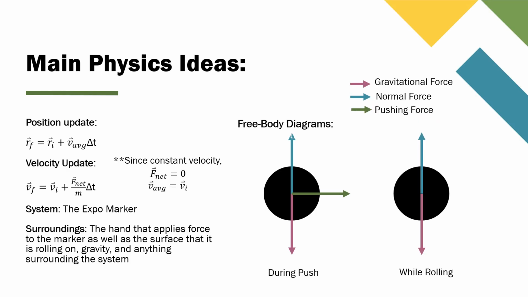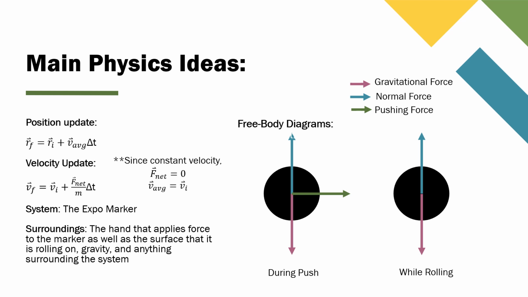The main physics ideas we were looking at were the position update formula, which is stated on the left, the velocity update formula right underneath it, and since we're using constant velocity, the net force will cancel out to 0, and the average velocity will equal the initial velocity, since in the velocity update formula, that whole component with F net over m will cancel out to 0, since the net force is 0.